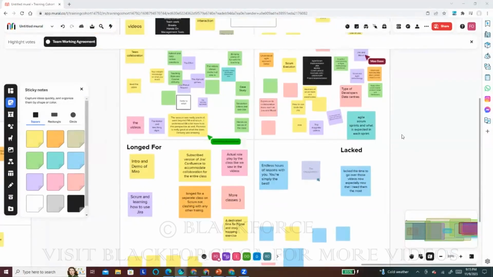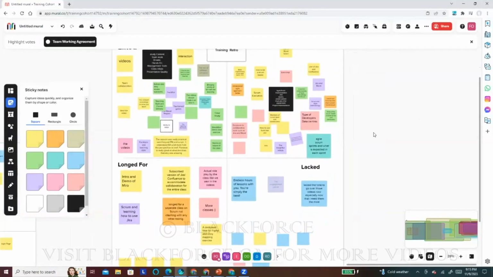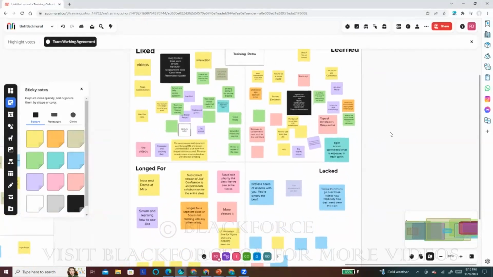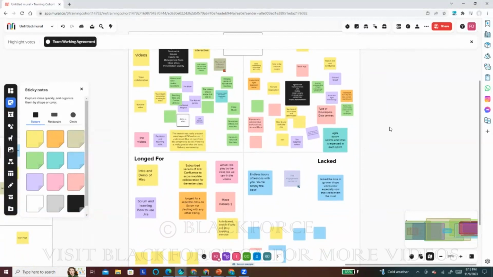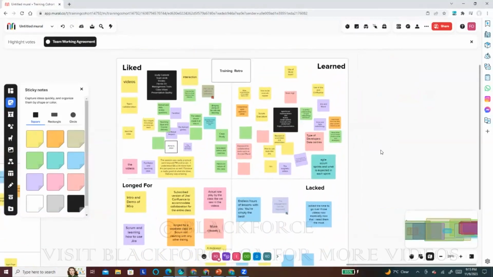Okay, well done, guys. We can now continue. Remember, we did setting the stage. After that, we did gathering data. What we just finished is gathering data, so what we are now going to do is generate insights.